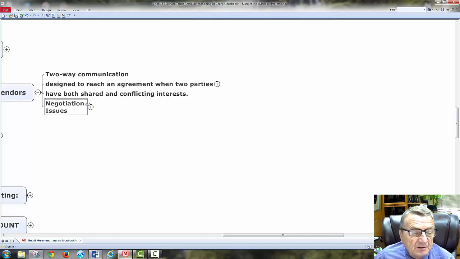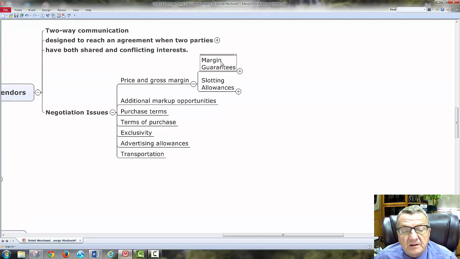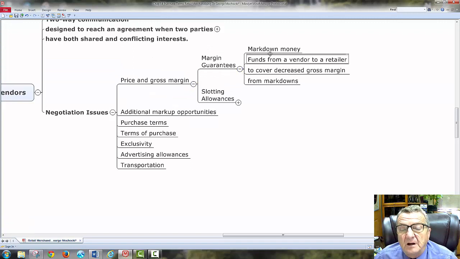Negotiation issues. Let's look at negotiation issues. I'll move along here. Okay, price and margin, right? When I look at negotiating, I could ask for margin guarantees and markdown. And sometimes I take the goods and there's some new product or a new line that the vendor is trying to promote, push toward me, all right?